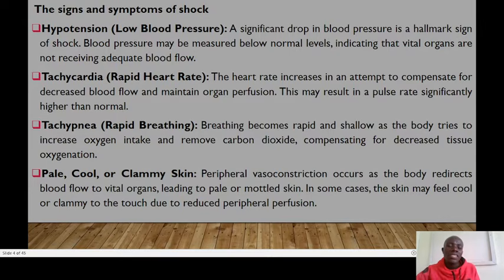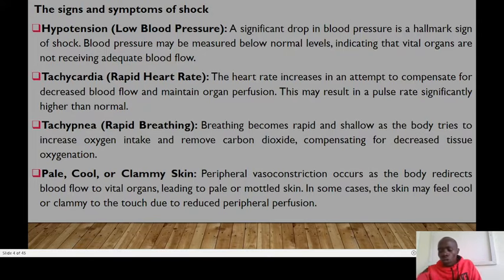Number 3 is tachypnea, and in this case, the body is going to compensate also for reduced perfusion by increasing the breathing rate, tachypnea. So we're going to have a rapid breathing rate because of reduced perfusion. The body tries to increase oxygen intake in order to remove the carbon dioxide.